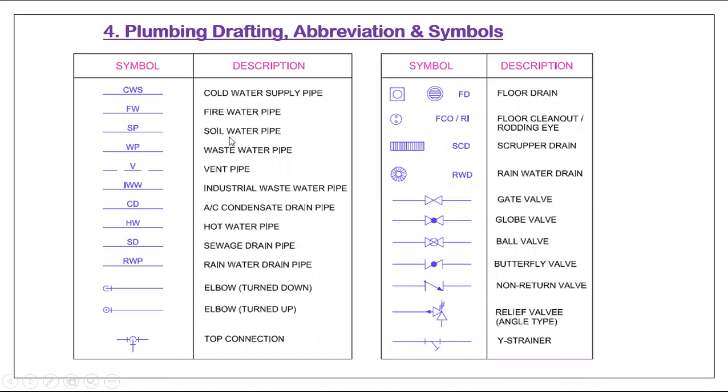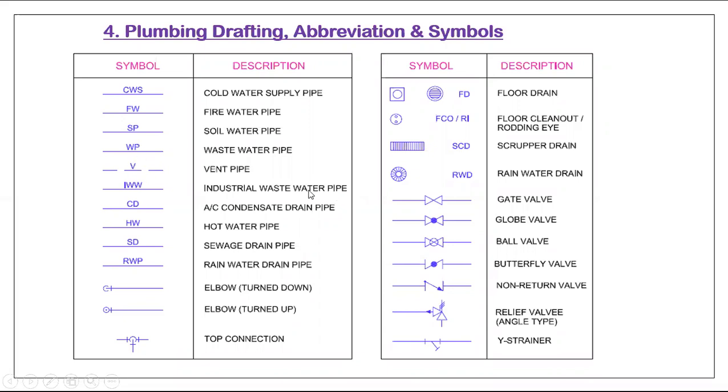For the soil water pipe, soil water means what we take from the toilet, we have to put SP on the pipe. For the wastewater pipe, we have to put WP on the pipe. The vent pipe we have to show in a dotted line, and above the line we have to put V.